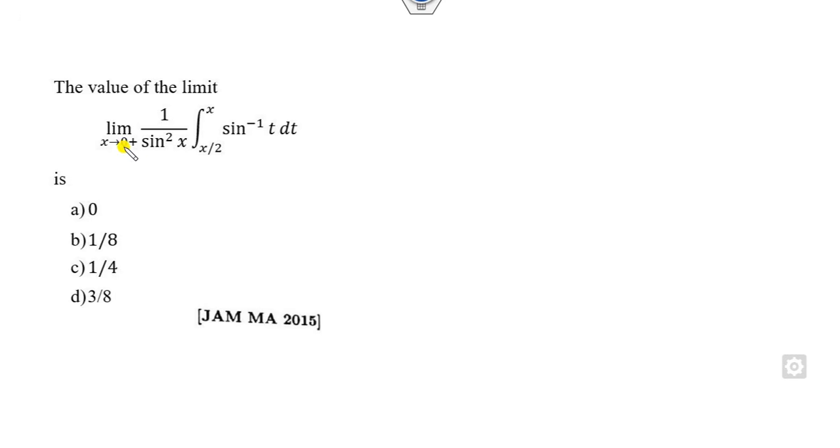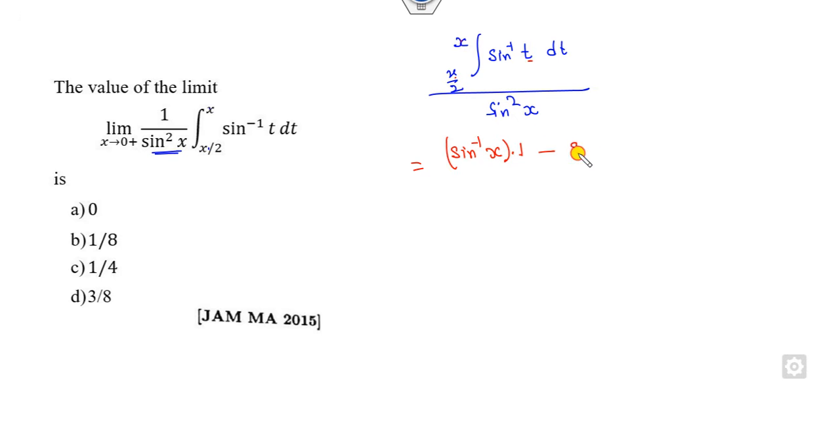Look at this another one. When x approaches 0 positive, it's 0 to 0, again it's a 0. So it's the integral from 0 to x over 2 of sine inverse t, divided by sine square x. Now you can take its derivative. In the numerator part it's sine inverse x, I can substitute x by 2 here, this is sine inverse x over 2 into 1 over 2. In the denominator part it's 2 sine x into cos x, I can write this as sine 2x. When you take x equal to 0, what will happen?